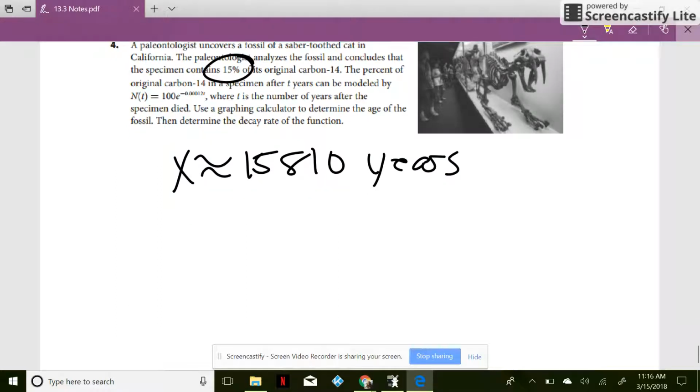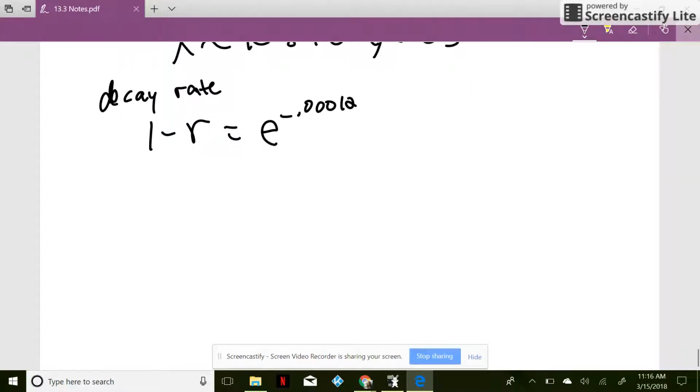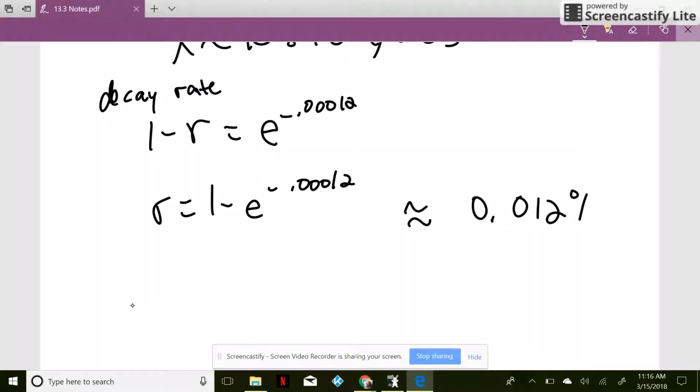So to find the decay rate, we would say 1 minus r because it's a decay. That should be equal to our e to the negative exponent. So our value r would be 1 minus e to the negative 0.00012. If you plug that into your calculator, you'll end up getting about 0.012%.